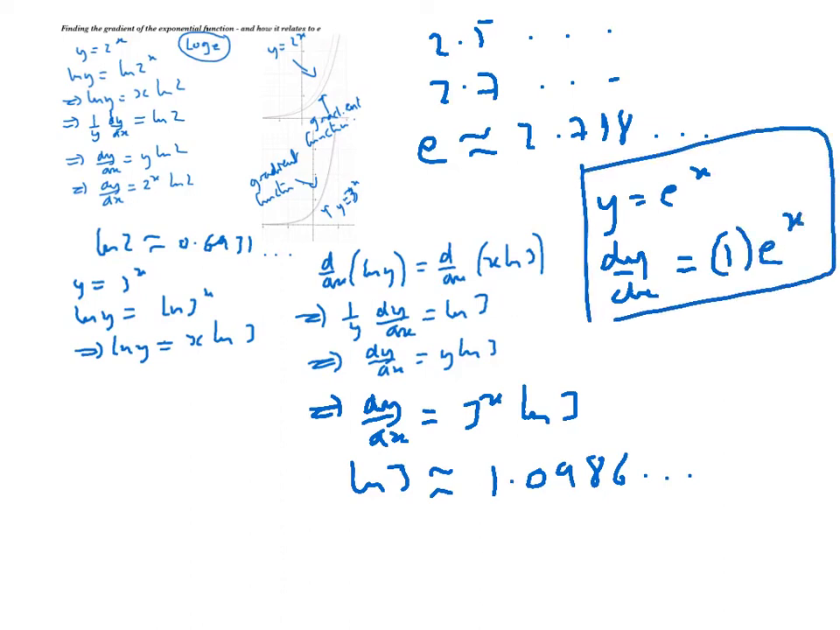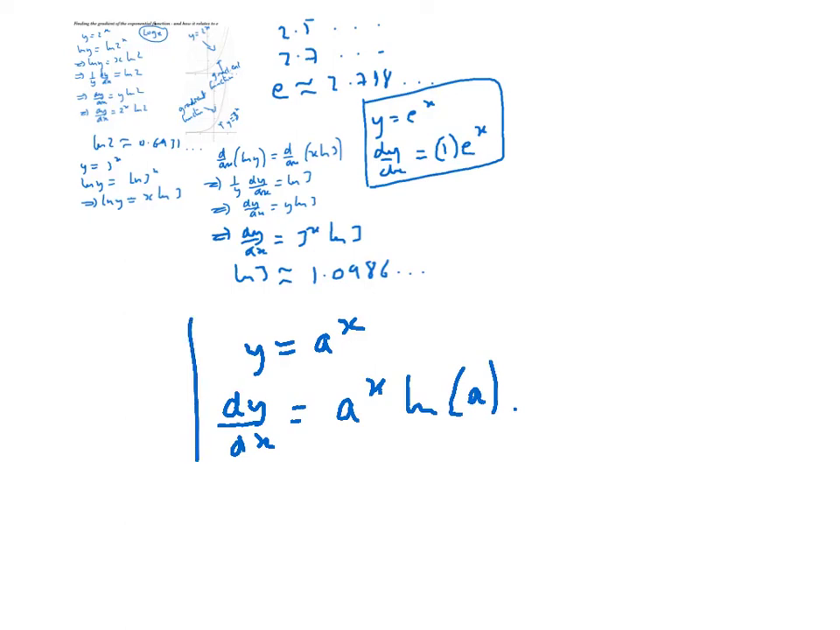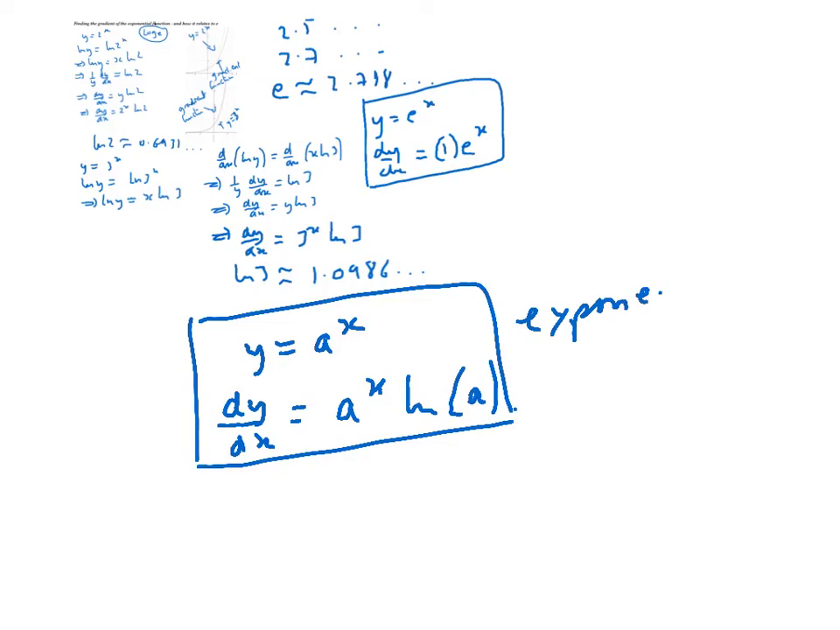So that's the first thing we must know: when you differentiate e to the x, you get e to the x again. The other thing we can find from this is our general formula for differentiating the exponential function. If I start with y equals a to the x, I can see from the work I've just done that I get dy over dx equals a to the x ln a. So this is our general exponential differentiation formula.